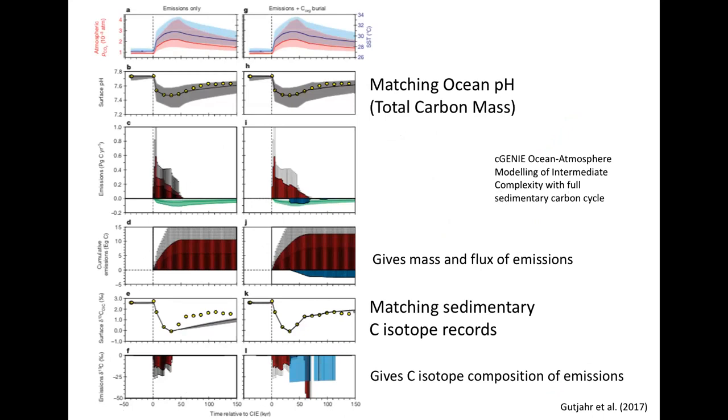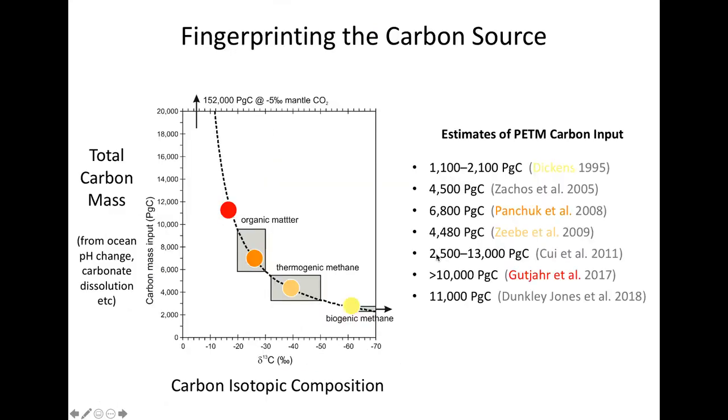So some of these were developed in UEA back in the day. And the great thing about these models is that you're matching not only the carbon isotope records, but also records that can constrain the total carbon mass. So in this case, a pH record across the PETM event, which is derived from boron isotopes. And we won't look at the details of this, but because you're matching multiple data sets, you can resolve this trade-off. It gives you both the carbon isotopic composition of the emissions and also the mass and the flux of the emissions.